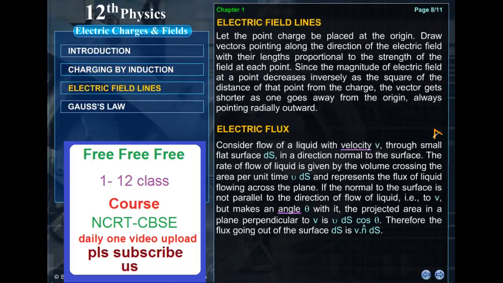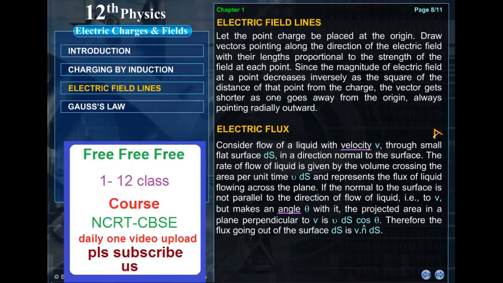Electric field lines. Let the point charge be placed at the origin. Draw vectors pointing along the direction of the electric field with their lengths proportional to the strength of the field at each point. Since the magnitude of electric field at a point decreases inversely as the square of the distance of that point from the charge, the vector gets shorter as one goes away from the origin, always pointing radially outward.